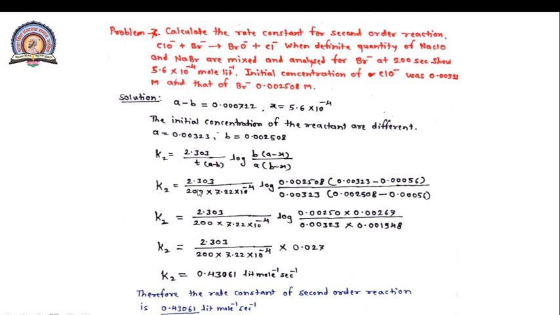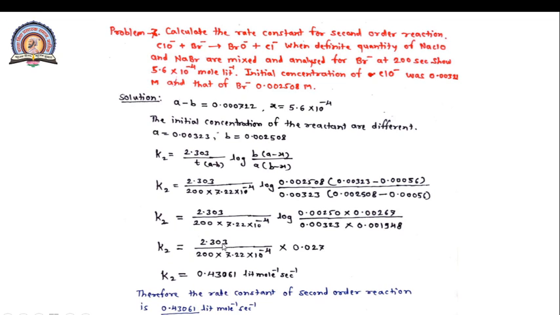So K2 is equal to 2.303 divided by the time, which is given as 200 seconds, so write here 200 into A minus B, which is 7.22 into 10 raised to minus 4, into log of B, the value of B 0.002508, into A minus X, that is 0.00323 minus X, which is 0.00056, bracket complete, divided by A, and B minus X. Then K2 is equal to 2.303 divided by 200 into 7.22 into 10 raised to minus 4 into log, then calculate these terms.